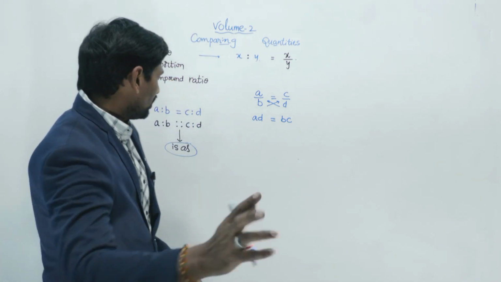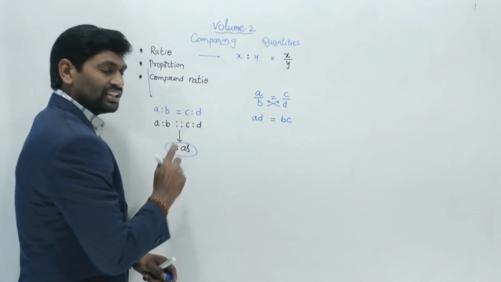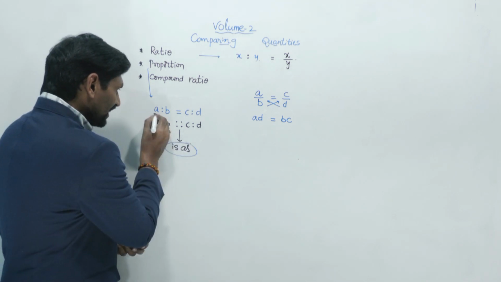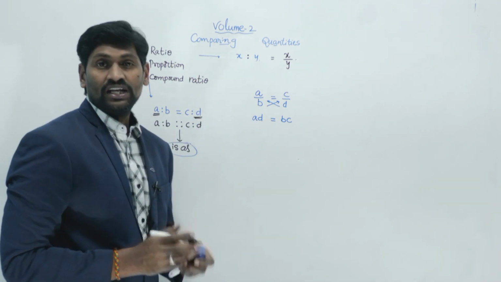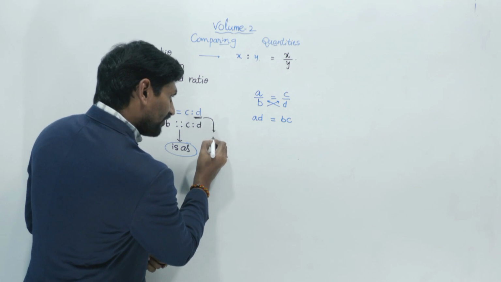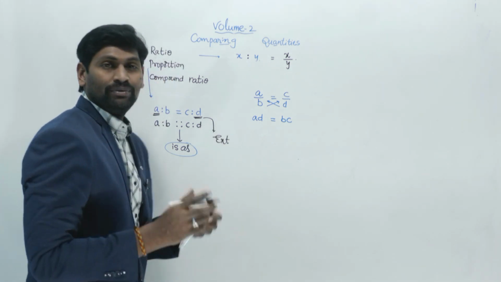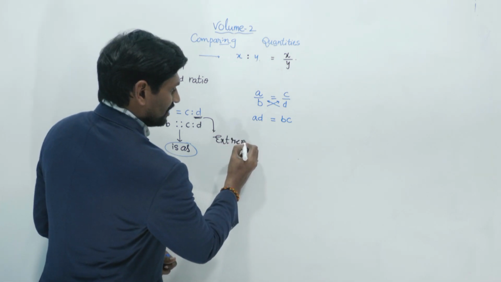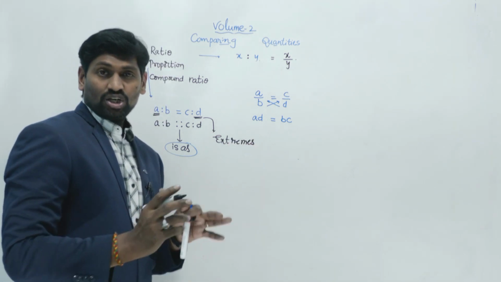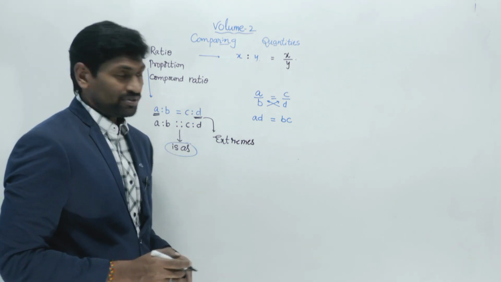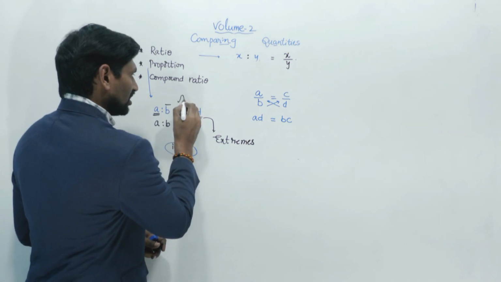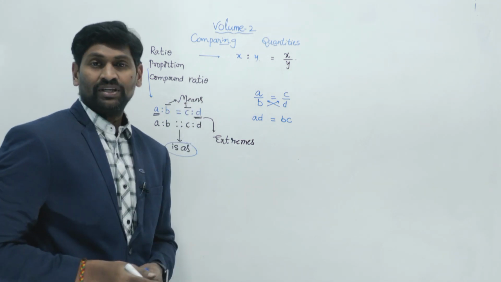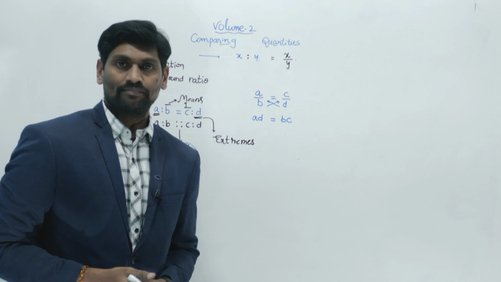Now look at these four terms A, B, C, D. Here A and D are called extremes. What is the meaning of extremes? Extremes are the terms in the end places. So A and D are extremes and B and C are called means. Means are the middle values.